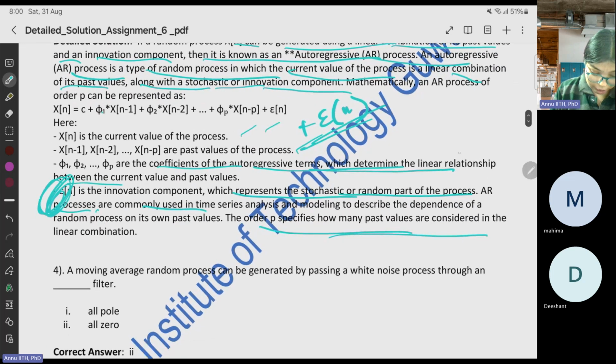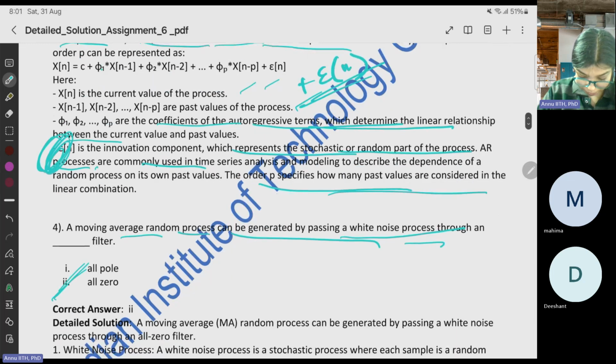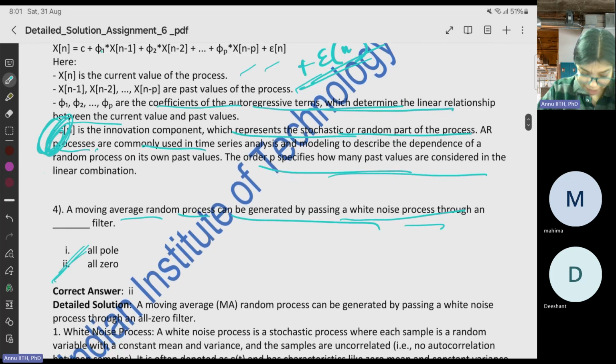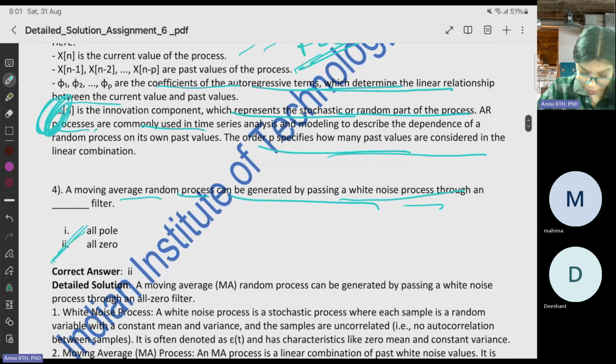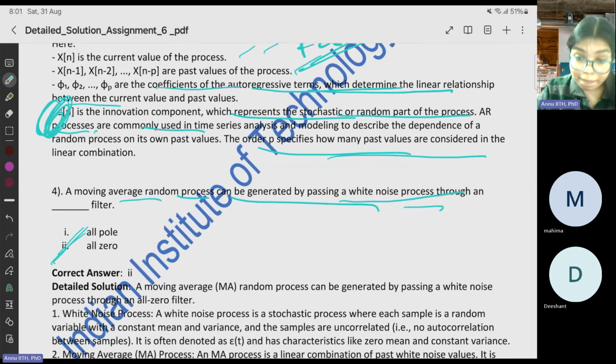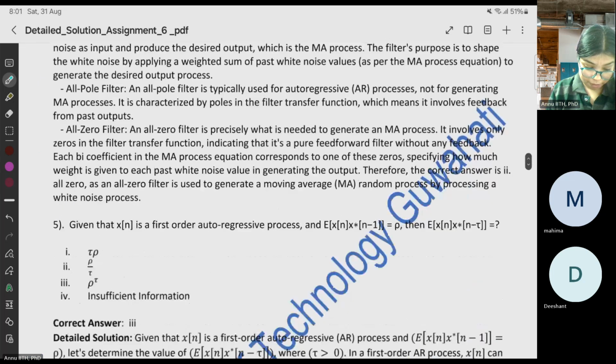Okay, a moving average random process can be generated by passing white noise through an all zero filter. That's correct. Why all zero filter? Because it is a white noise process. A white noise process is a stochastic process where each sample is a random variable with constant mean, and all the samples are uncorrelated, with no autocorrelation. It is often represented by zeta(t).